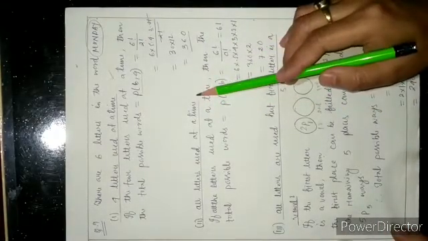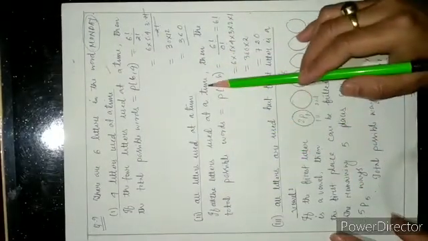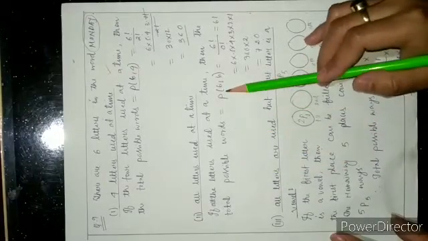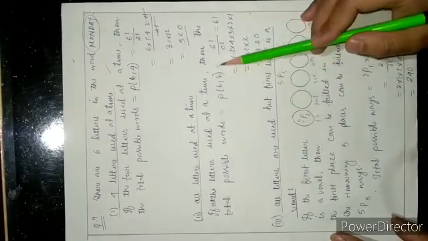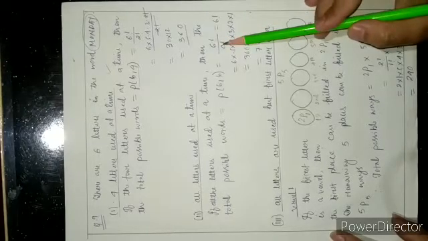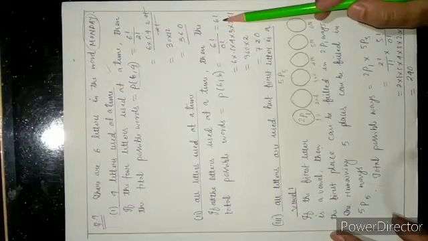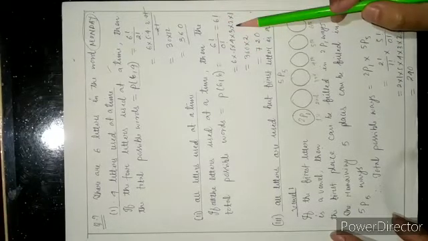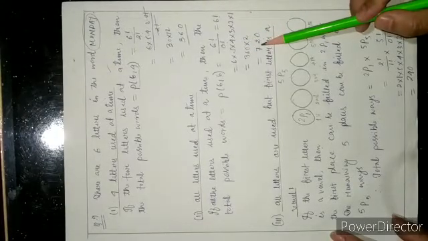If all the letters used at a time, then the total possible words is equal to permutations of the 6 objects taken 6 at a time, which is equal to 6 factorial divided by 6 minus 6, 0 factorial, which is equal to 6 factorial. 6 factorial is the continued product of the first 6 natural numbers, 1 2 3 4 5 6. The product of the first 6 natural numbers is equal to 720.